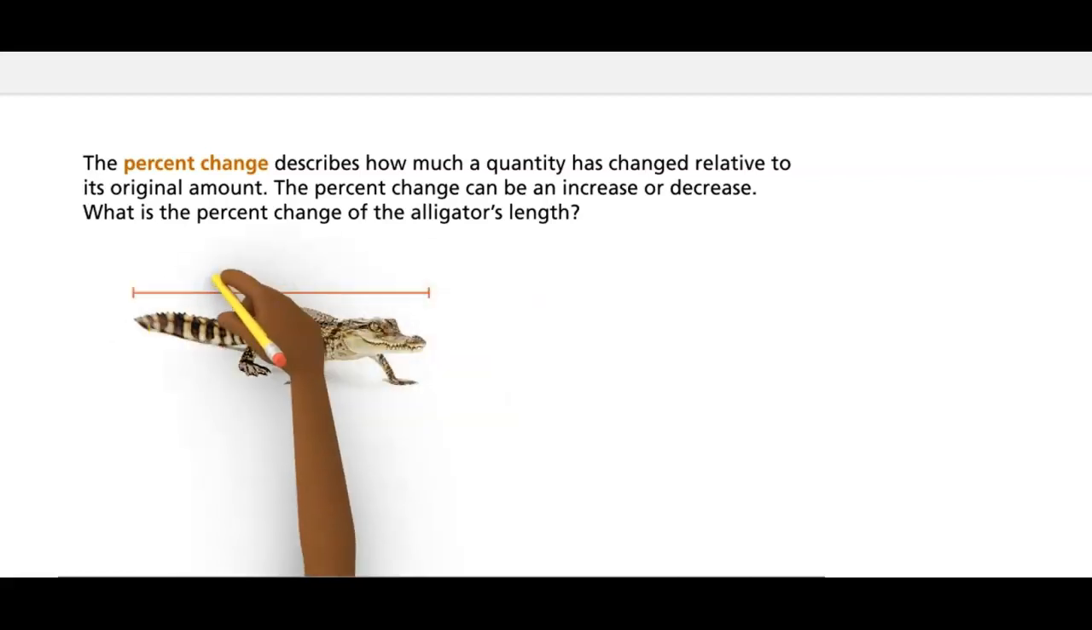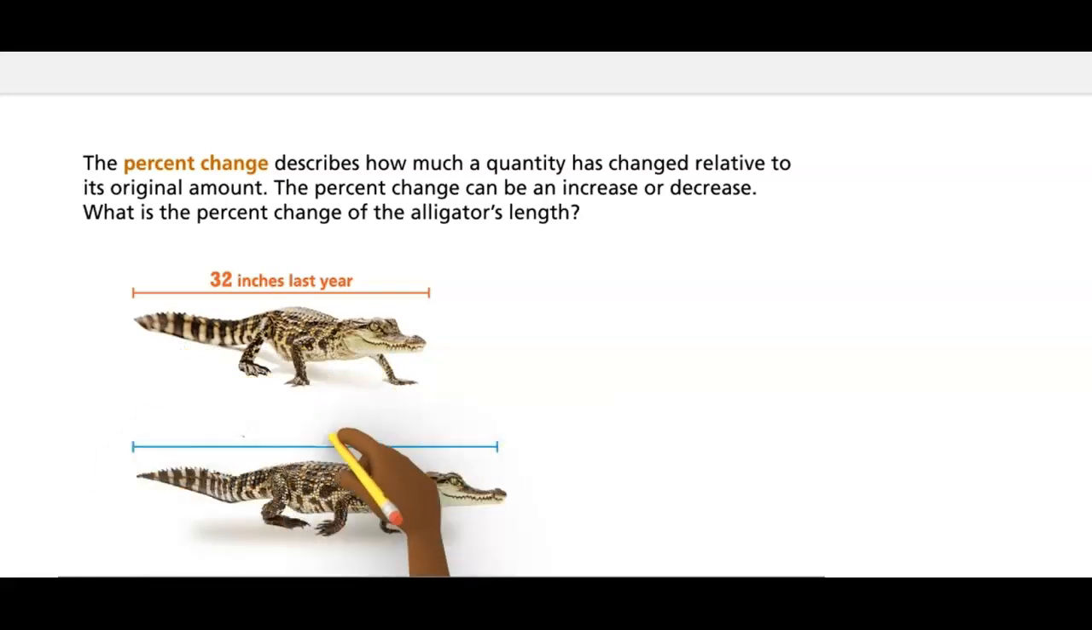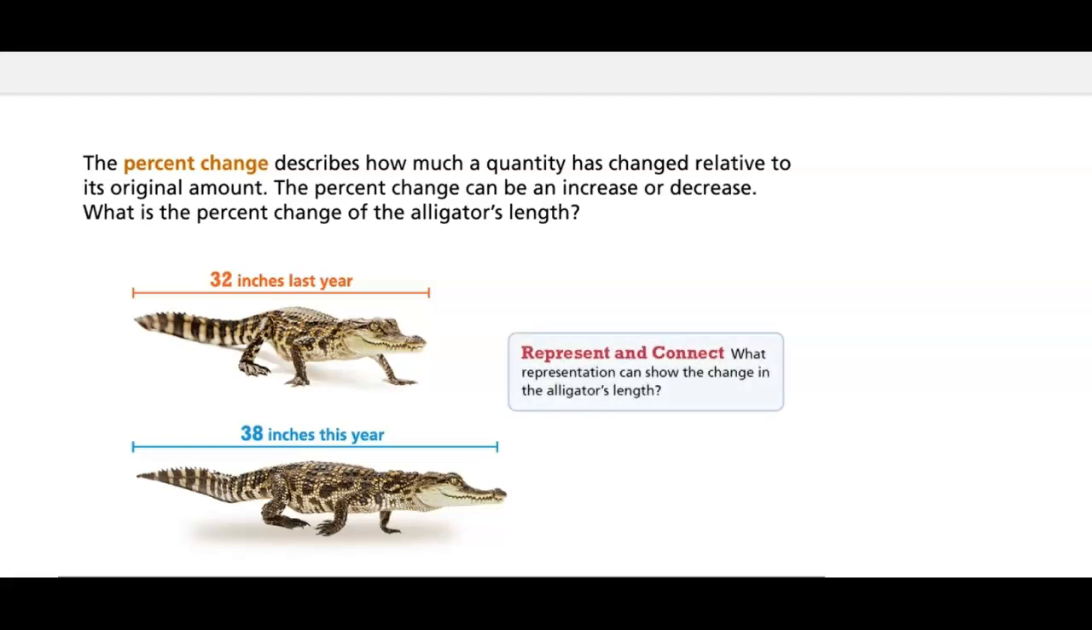This alligator was 32 inches long last year. This year, the alligator is 38 inches in length. What is the percent change of the alligator's length? Before you make a model for the problem, ask yourself, what representation can show the change in the alligator's length?